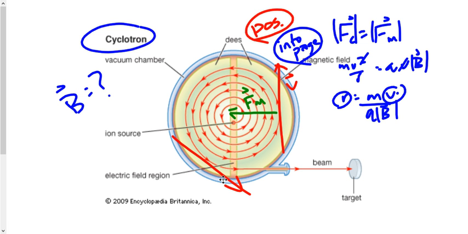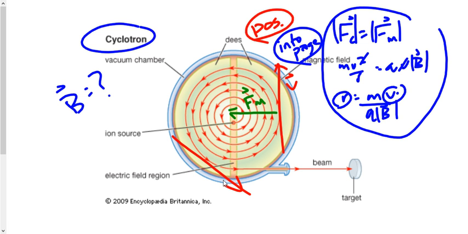Now, one more question. We've already established how I would analyze the problem as a charged particle goes through the magnetic field. How would I analyze this section of the problem right here? How would I deal with that when the charged particle goes through this electric field to speed up?